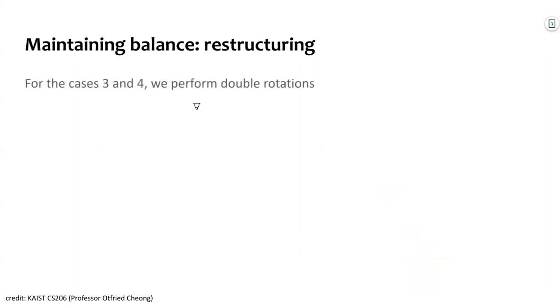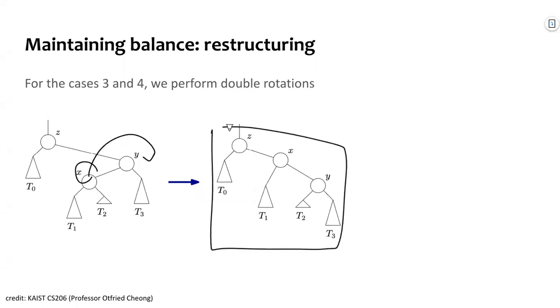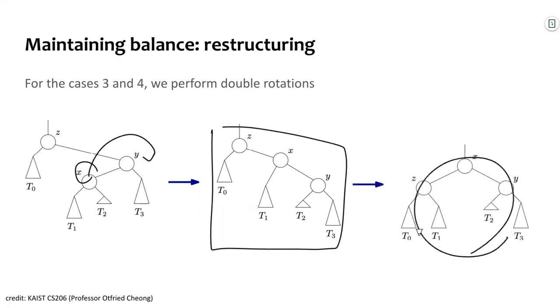All right, for the cases 3 and 4, we perform double rotations. So this was case 3. And when we rotate X once, and it goes to the right part, as you can see here, this one is very similar to case 2. So we can perform this rotation as we did in the cases 1 and 2. So for the cases 3 and 4, we can perform double rotations, and we can rebalance the tree.